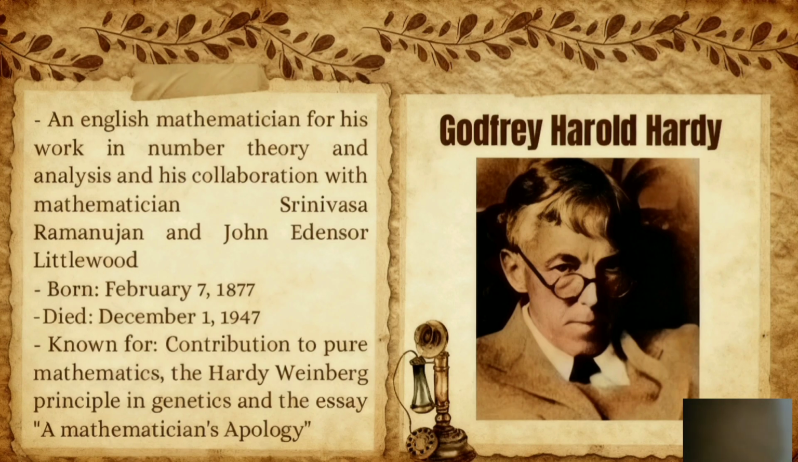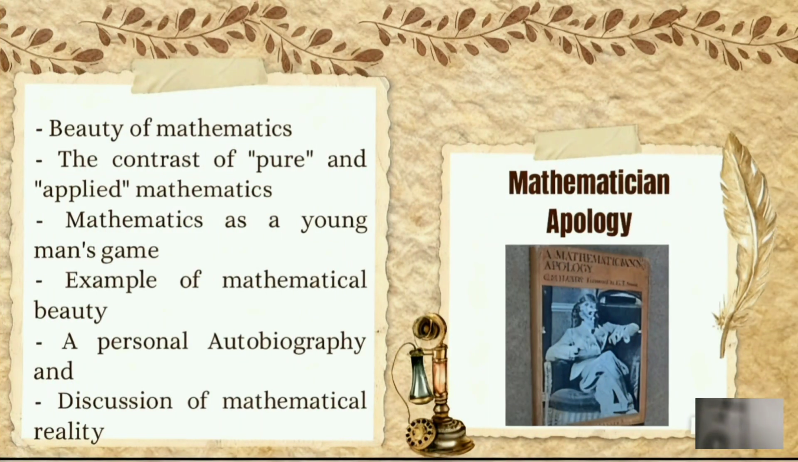He was known for his contribution to pure mathematics, the Hardy-Weinberg principle in genetics, and the essay which we call A Mathematician's Apology. What do you think is the context of Hardy's essay? So, this is A Mathematician's Apology. A Mathematician's Apology is an essay that contains the following: the beauty of mathematics, the contrast of pure mathematics and applied mathematics, mathematics as a young man's game, examples of mathematical beauty, a personal autobiography, and discussion of mathematical reality.